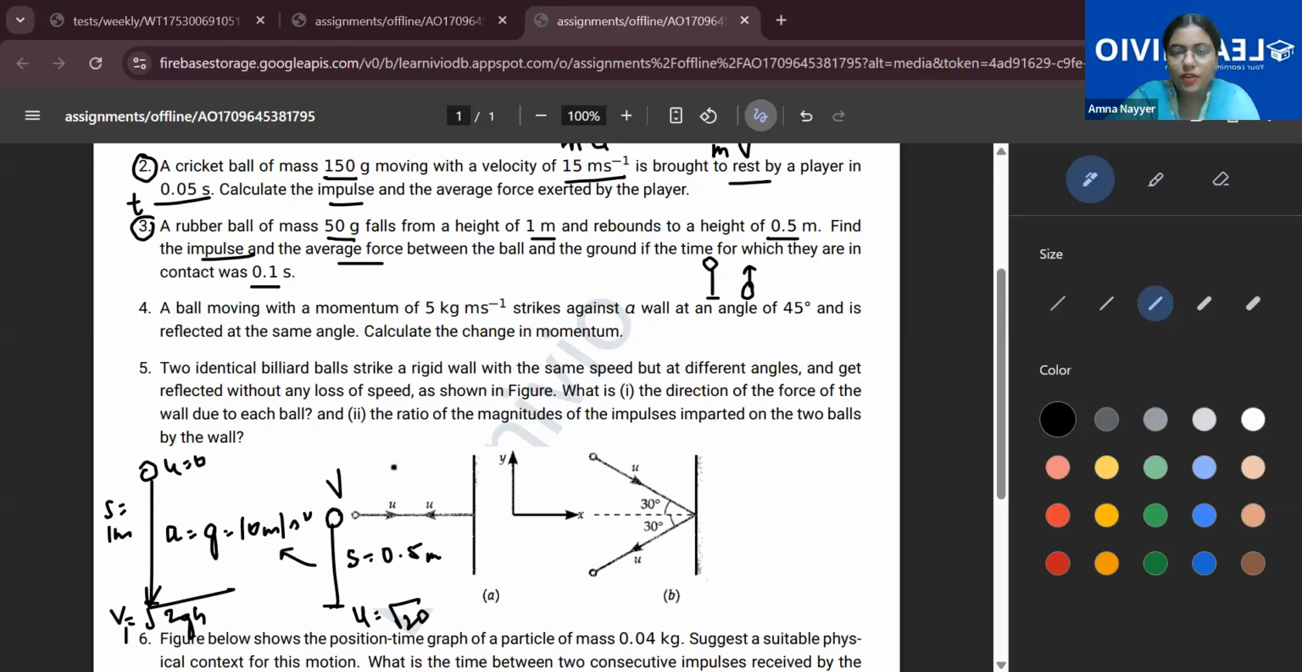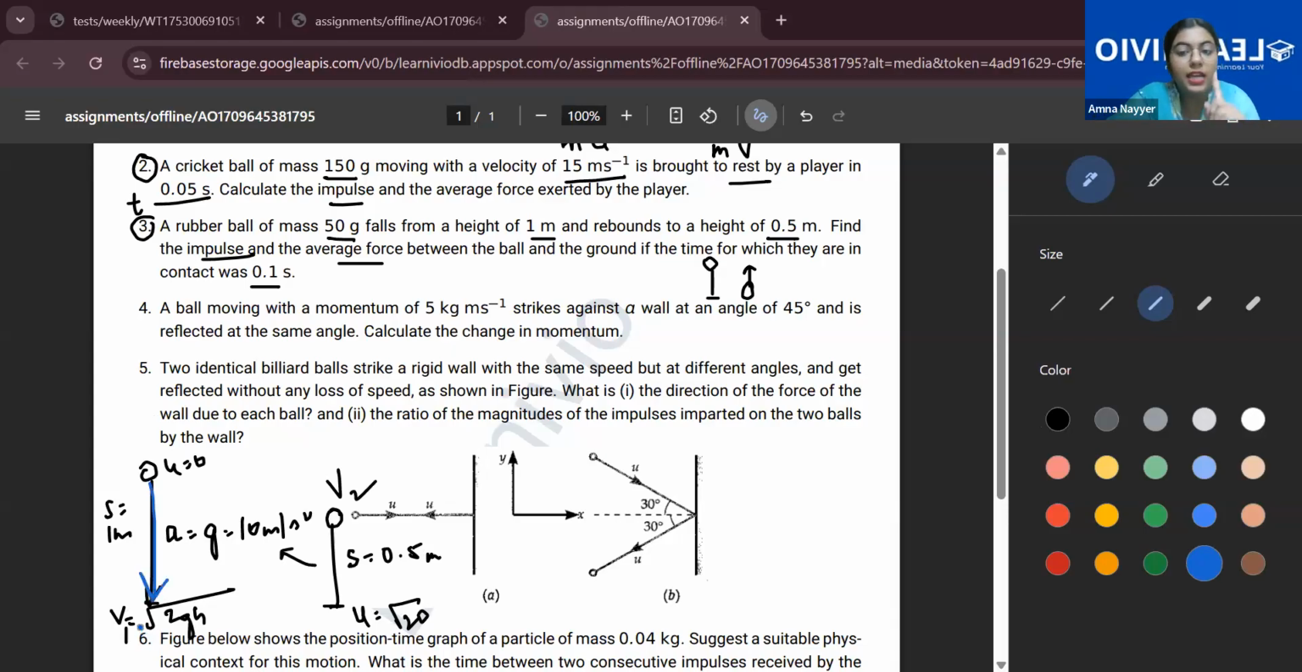This will, let's say this is v1, this will be v2. So you have the momentums. You can calculate the momentums now. How? Mass is there, 50 gram, converted into kg, 0.05 kg, multiplied by this velocity. Now, this velocity is directed downwards. See, when the ball was coming, this was directed downwards. This velocity will be directed downwards.